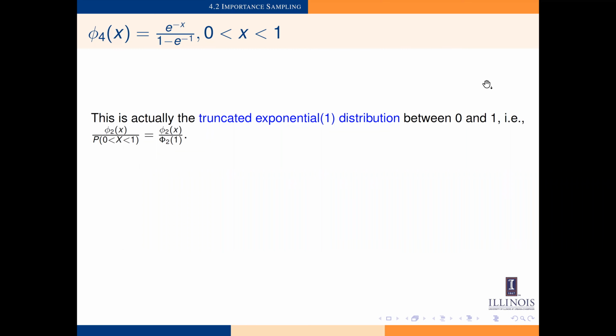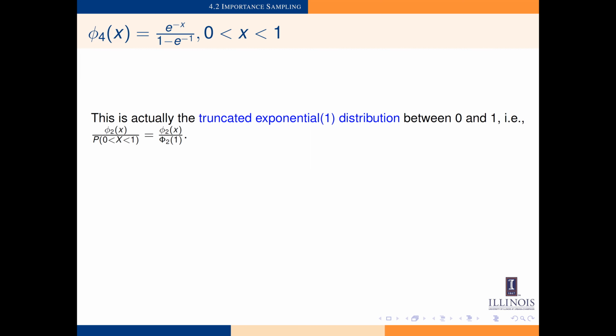Okay, so we are looking at a lot of densities, but we're almost there. So let's look at our fourth candidate, which is phi 4. And that is given by e to the negative x divided by 1 minus e to the negative 1. Here, x ranges between 0 and 1. And you can see that this is actually a valid density between 0 and 1. So this distribution is actually the truncated exponential distribution with lambda equals 1 in the interval between 0 and 1.